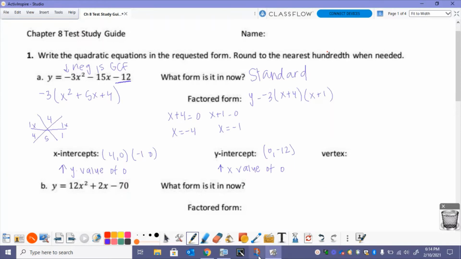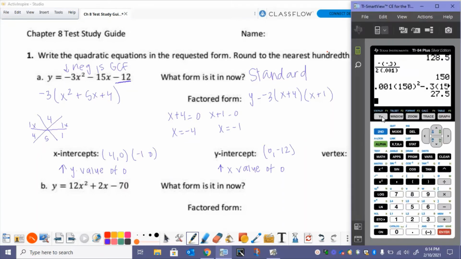So let's pop over to our calculator real quick, and we're just going to plug this in. You could do it in the standard form or the factored form, you'd get the same answer. The calculator does not care what form it's in, but we're going to go with standard. So negative 3x squared minus 15x minus 12. All right, let's graph it and look at it. I'm zoomed in, so I'm going to go back to zoom standard.